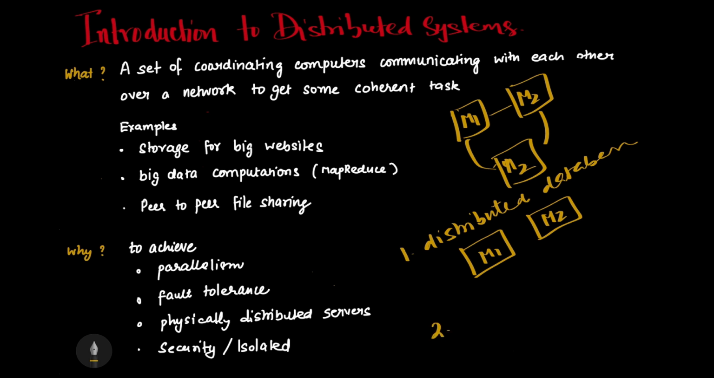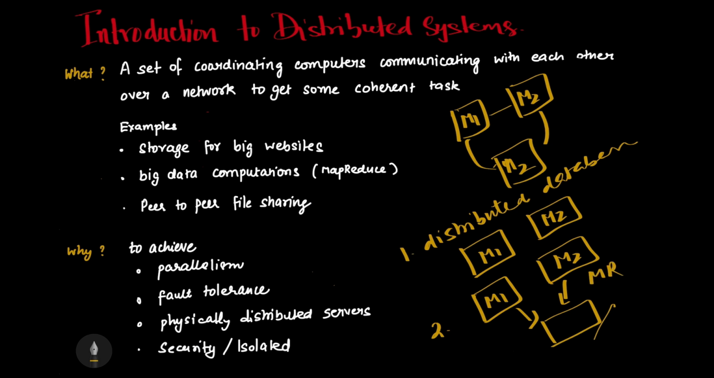The second example of distributed systems is distributed computing, when we are processing a lot of data and we cannot compute all of that on one single machine. In that case, we use different machines to perform different types of computations and operations on the data. One example of this is MR, which is the MapReduce framework. We'll discuss MapReduce in more detail in later videos.